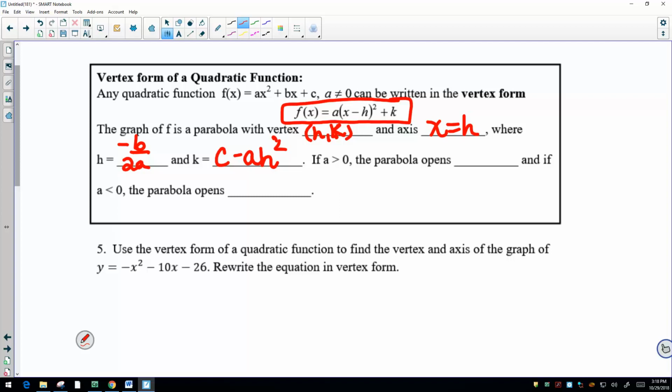If a is greater than 0, like we said before, it's going to open up. And if it's less than 0, it's going to open down. So that part's not changing. That's going to stay constant.